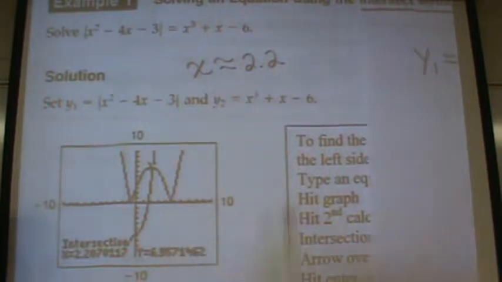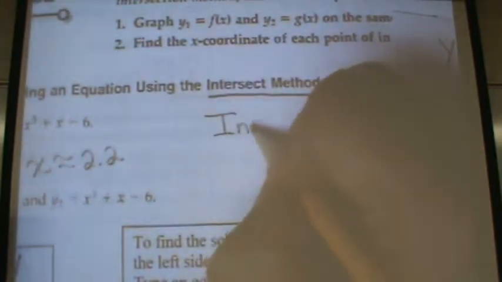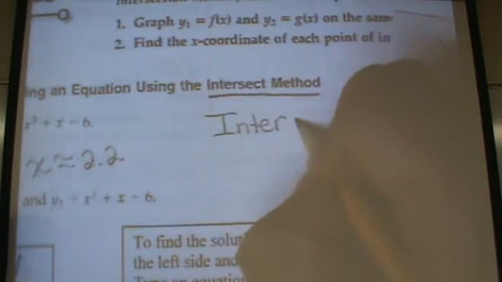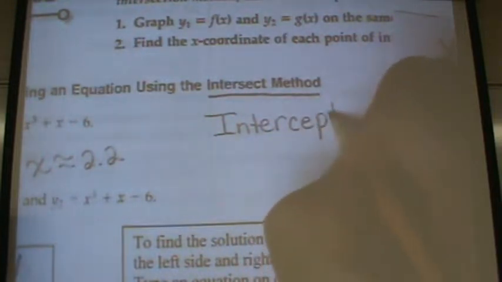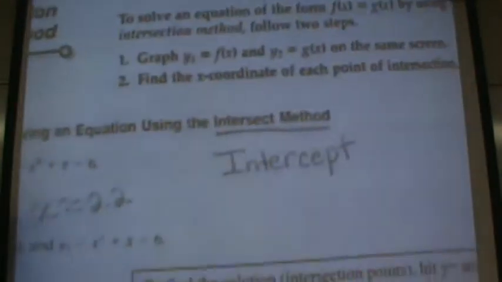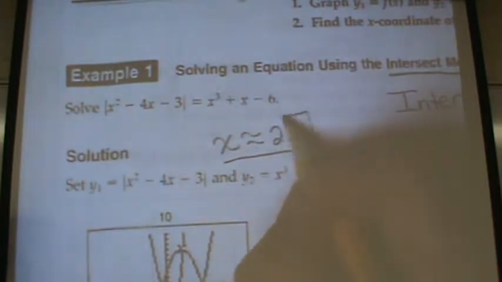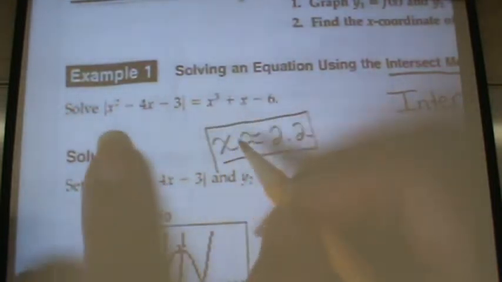Now, there's another method, and it's called not the intersect, but the intercept. That is on the back side right here, the intercept. Now, what is an x-intercept? We're still going to do this problem. I'm going to show you that you get the same answer on the same problem.